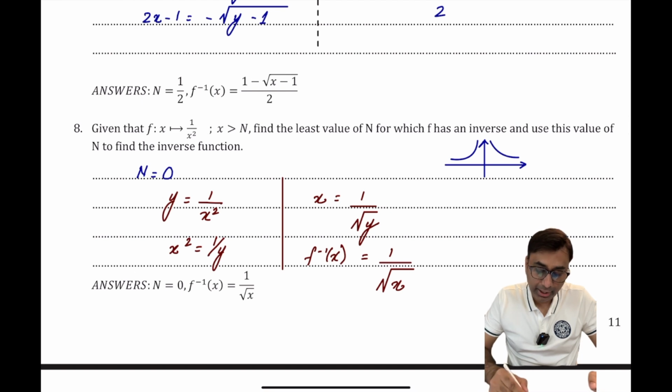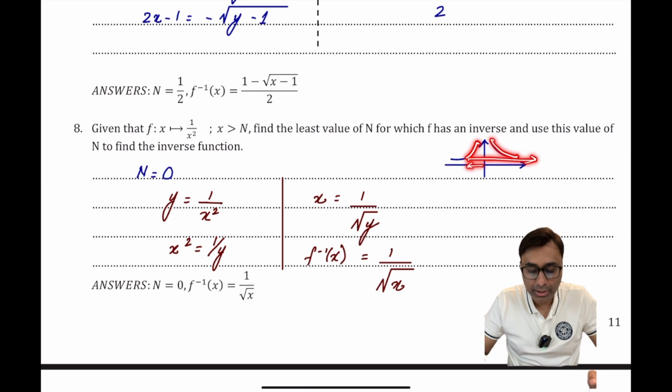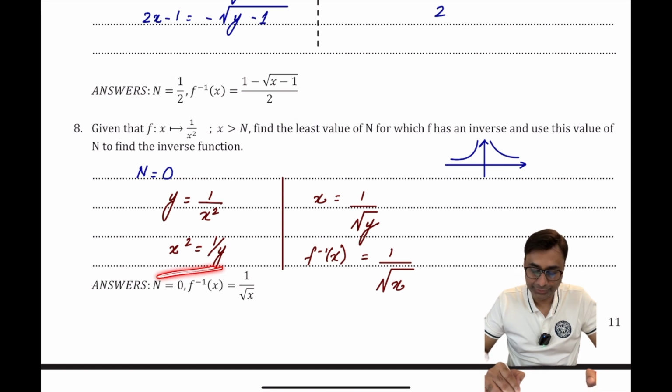Another example where I have f(x) equal to 1 over x squared and x is greater than or equal to n. You can see that it goes up and then it comes back down. So if I have to take x greater than or equal to n, then the least value of n I can take is 0, because if I go beyond 0, then it goes up and then comes back down and repeats itself, and it does not stay a one-to-one function. So I will know that the least value of n is going to be 0, and then after doing that, I can find the inverse function.